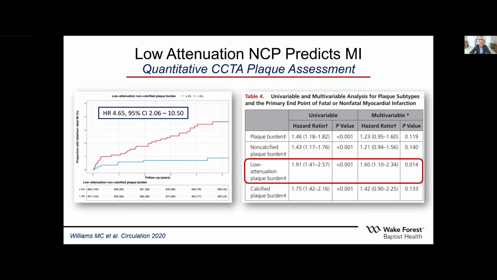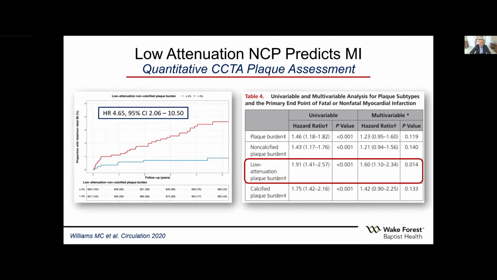Here are results from the SCOT-HEART trial. As you'll recall, SCOT-HEART was a trial that looked at patients with chest pain and then randomized them to a CTA-based strategy versus standard of care incorporating exercise stress testing. And basically, they found that individuals who were randomized to the CTA group had a 40% relative risk reduction in the primary composite outcome. And that was mediated by the fact that individuals who underwent CTA received more preventive therapies such as statin and aspirin and lifestyle recommendations.